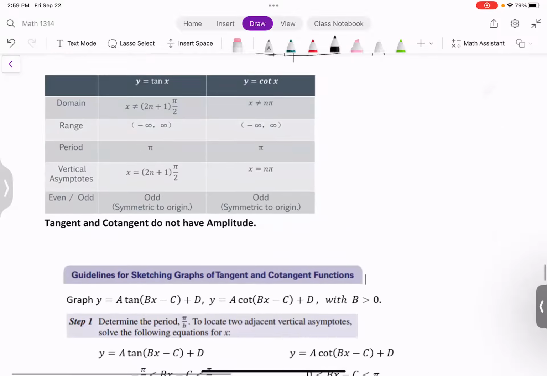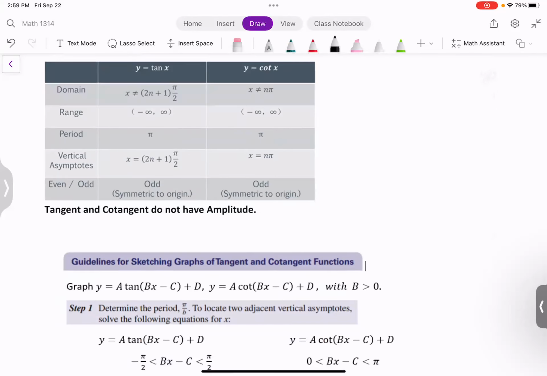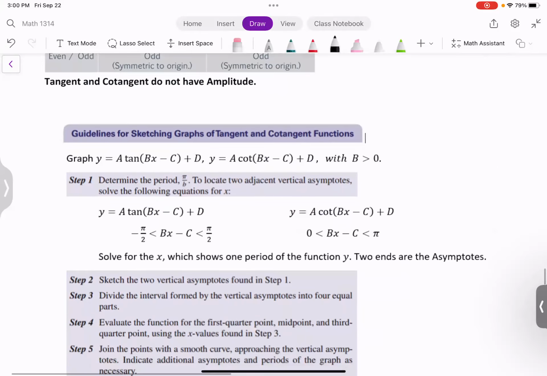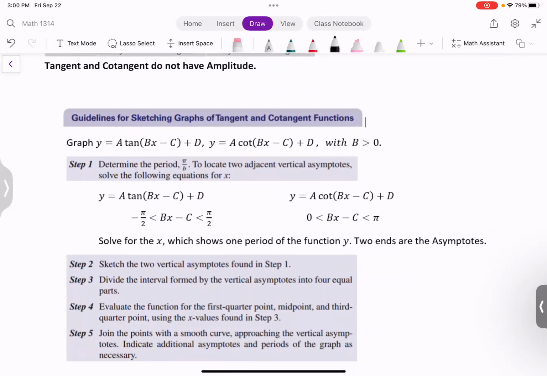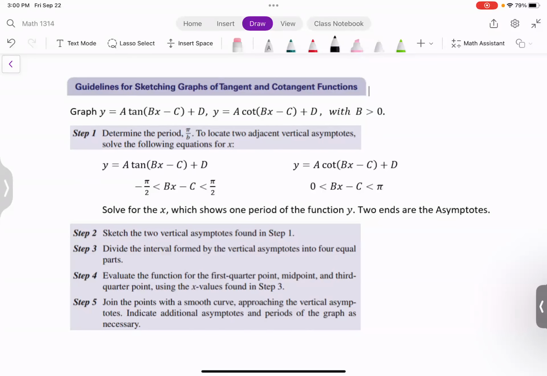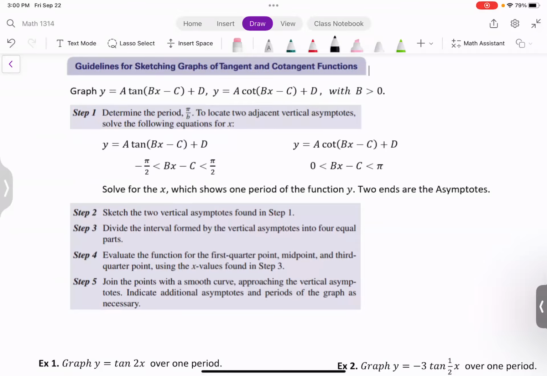Okay, let's see. This is a conclusion. I will not repeat it, so you can pause the video and look at the conclusion. Tangent and cotangent do not have amplitude like cosine and sine. So here is a guideline for sketching tangent and cotangent functions. If I want to graph y equals a times tangent of bx minus c plus d, or y equals a times cotangent of bx minus c plus d, with b greater than 0, it is very similar to the form of sine and cosine.